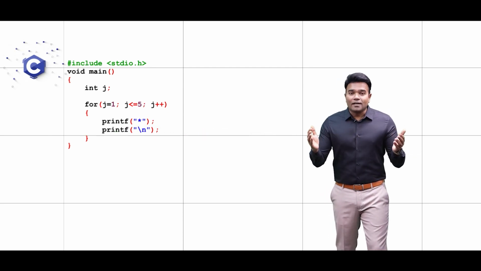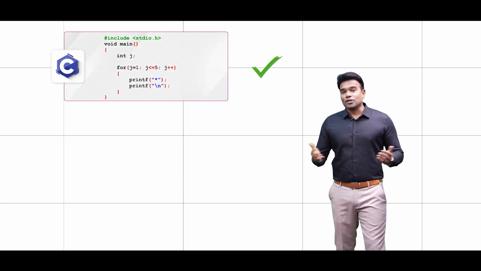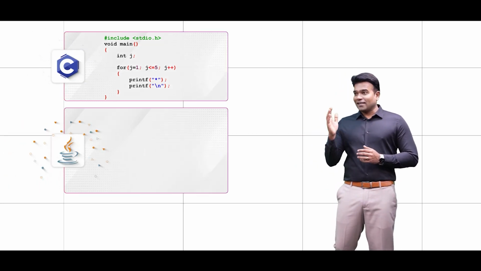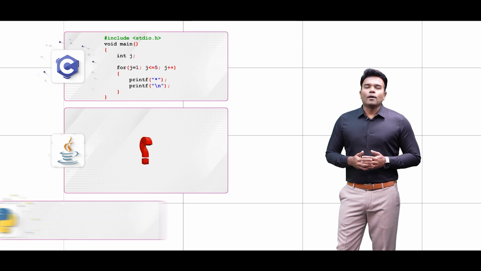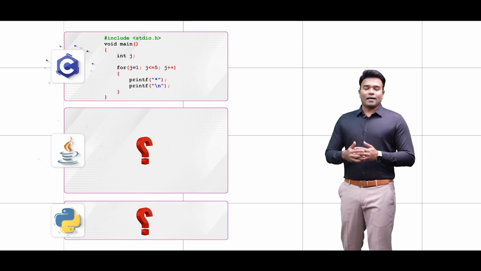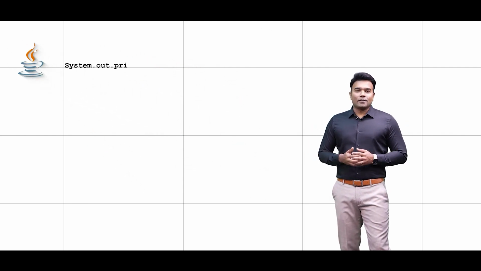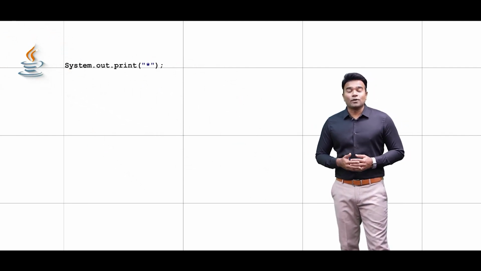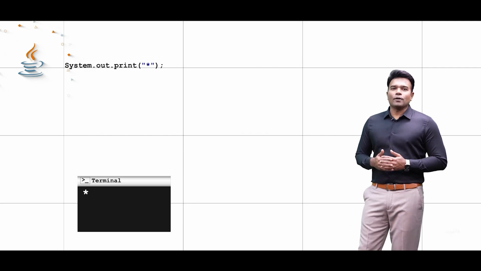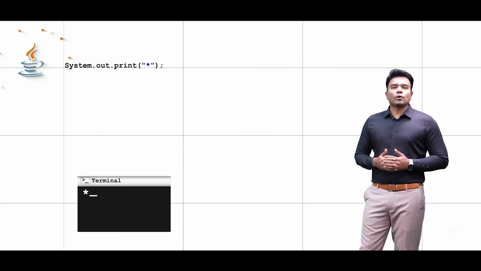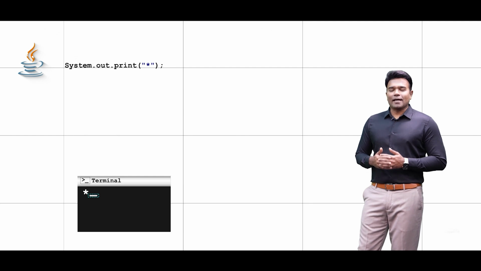All said and done, now that you have understood the C version of this program, what is the Java version of it? What is the Python version of it? Let me explain. In as far as Java is concerned, you know that this happens to be the line of code that shall be printing a star on the screen. But then you also know that the cursor would be blinking beside the star.